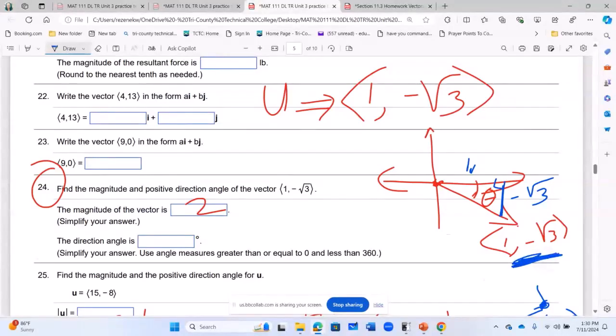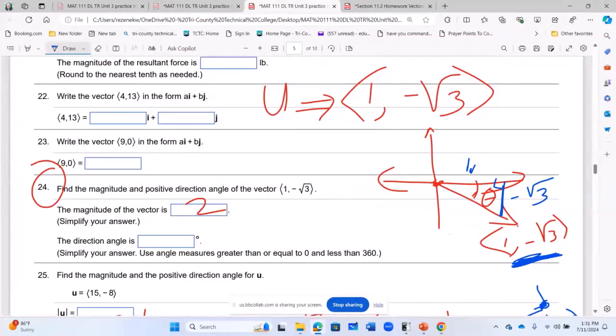If you're told to write your answer in component form, this is component form. If you're told to write it in trigonometric form, then it becomes 1 cos angle. I don't have the angle here. When I finish, I'm going to write it. So now I'm looking for the angle theta.